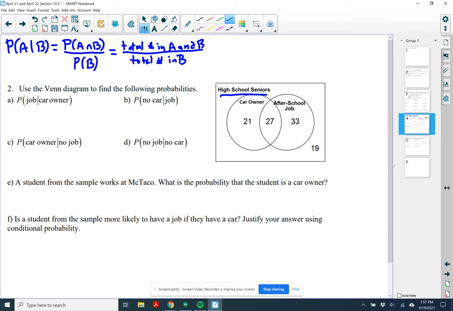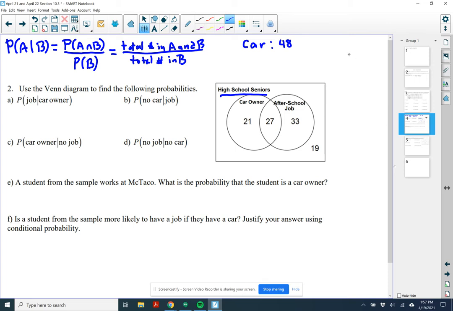So off to the side over here, we're going to calculate some totals. So the 21 is car owners that do not have a job. So the 27 is those car owners that do have a job. So the total number of seniors that have a car is 21 plus 27, which is 48.